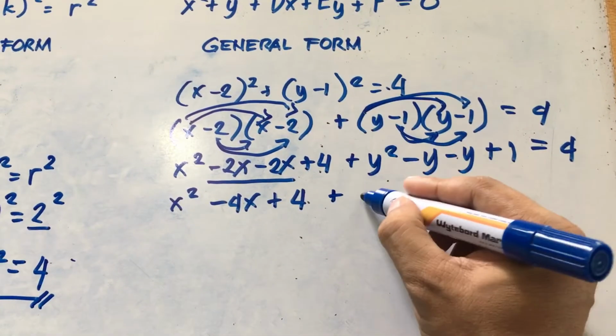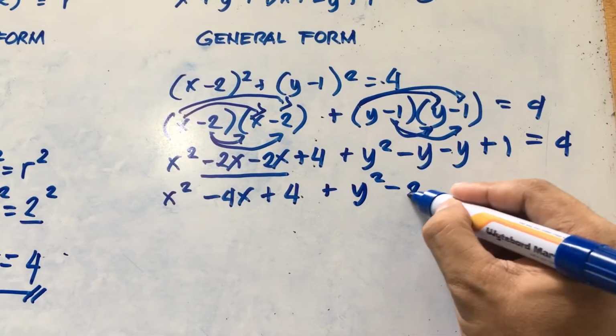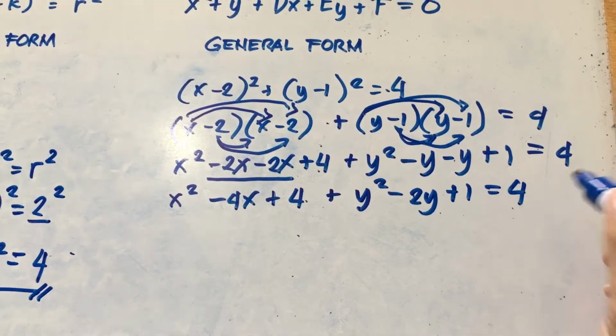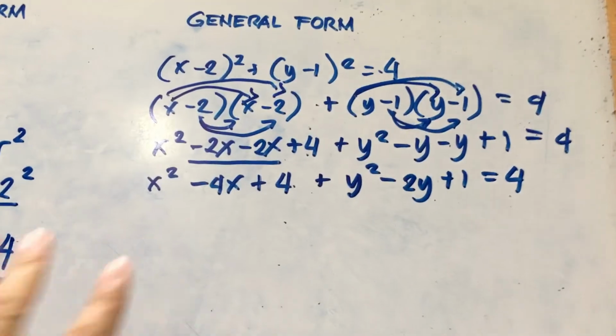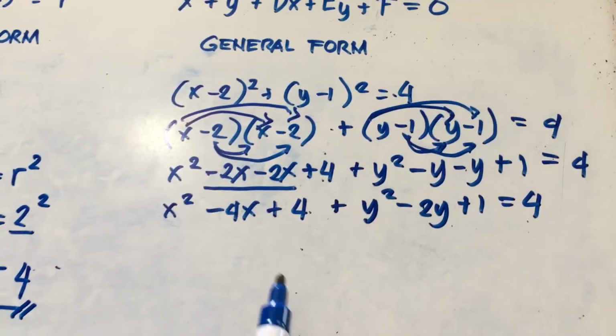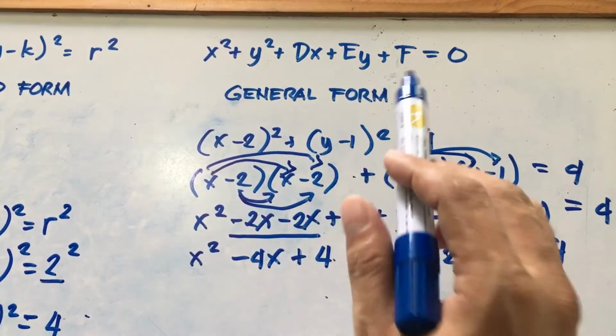Okay, plus, simplify y squared. Negative y minus y is negative 2y plus 1 is equal to 4. Okay, at this point, if you observe, no more parentheses. So, therefore, let us follow the general form, starting with x squared.